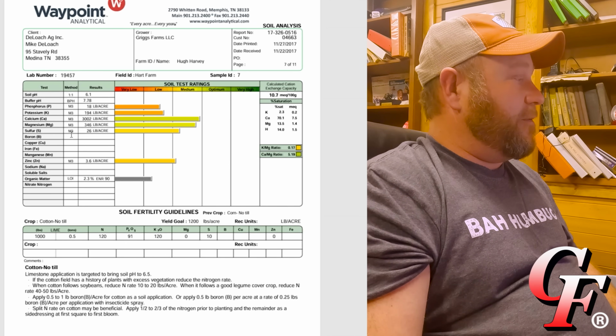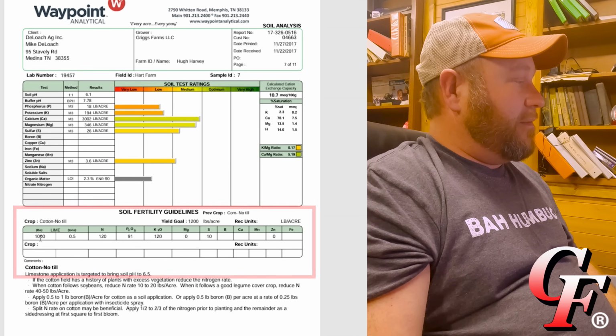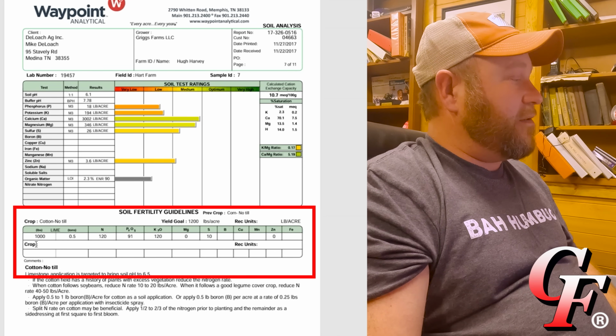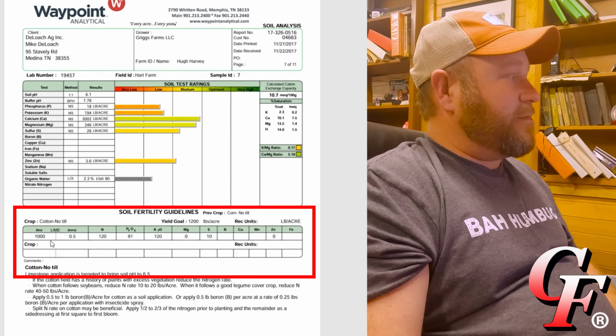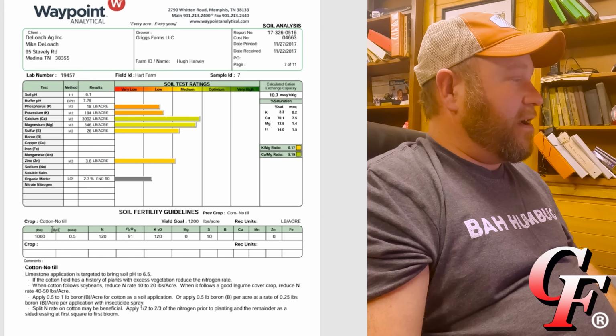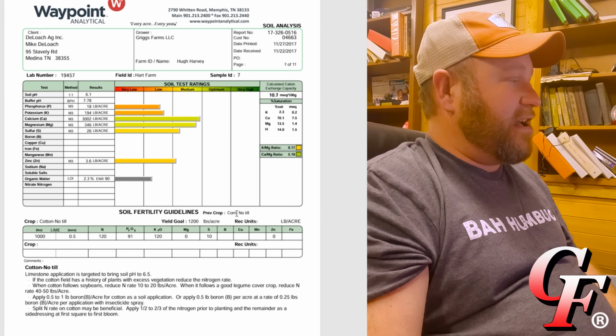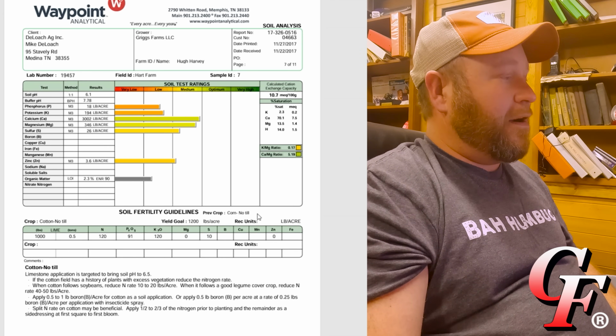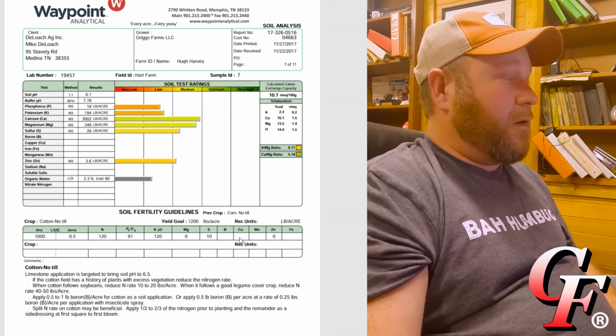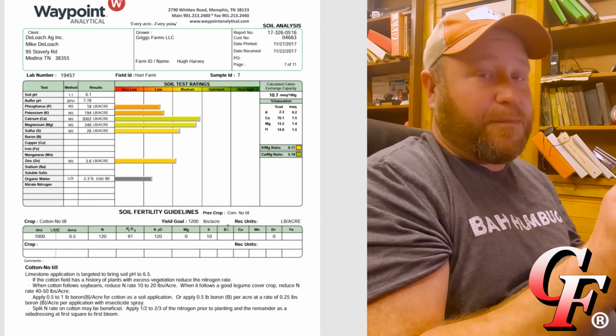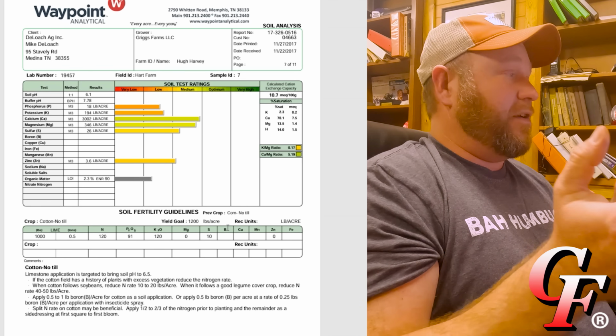Now, looking down here at the recommendations, Waypoint is calling for 1,000 pounds of lime at this spot. Now, when looking at your recommendations, you need to see what the recommendation units are. Like this one is in pounds per acre. If you fill out a sample for a yard or a garden, it might come in pounds per 1,000 square feet or so on.